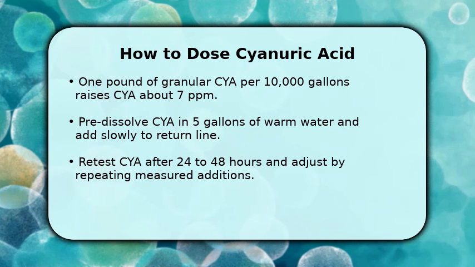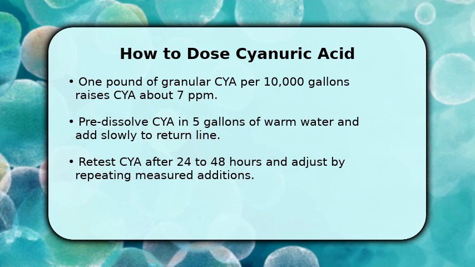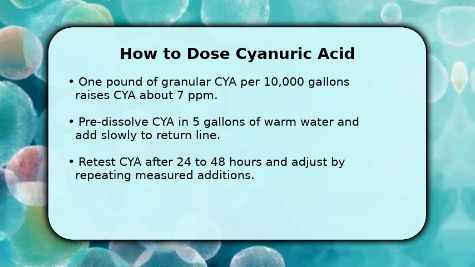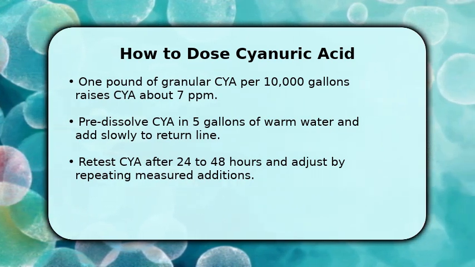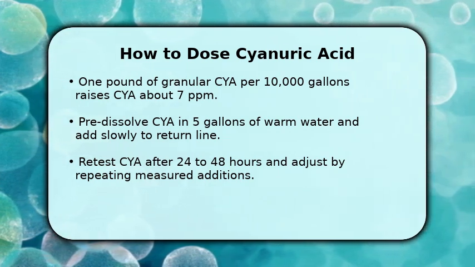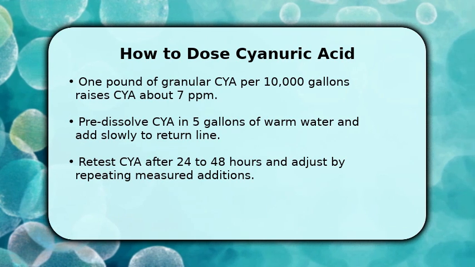To dose cyanuric acid accurately, calculate pool volume and desired increase. 1 pound of granular CYA per 10,000 gallons raises CYA by about 7 ppm. Measure the required pounds, pre-dissolve each pound in roughly 5 gallons of warm water until cloudy, then pour slowly into the pool return while the pump runs to distribute.